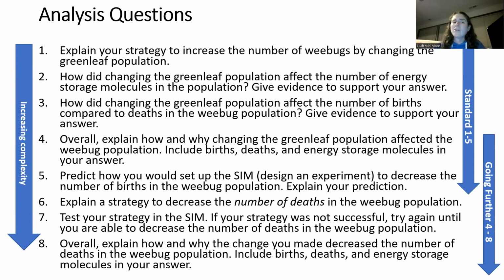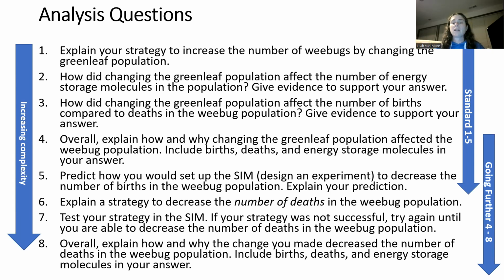The only thing I did was on 2 and 3, I added that I want students to give evidence to support their answer. So I want some numbers based on their data. Amplify doesn't ask for that. But then my students who are able to understand this pretty quickly can jump right in at number 4 and look at overall how and why changing the green leaf population affected the wee bug population. And then they can move on and start with lesson 2.4.